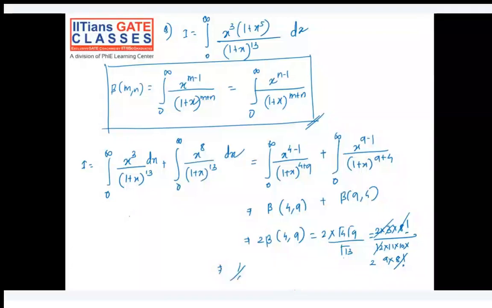Just check it. 3 into 2 into 8 factorial, yes. 3 into 2 is 6, 6 into 2 is 12, 12, 12 will get cancelled. Yeah, so 9 into 11 into 10 will be there in the denominator, so 99 into 10 is 990, yes. That is the final answer.